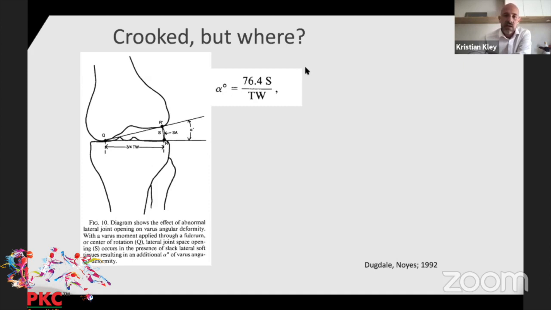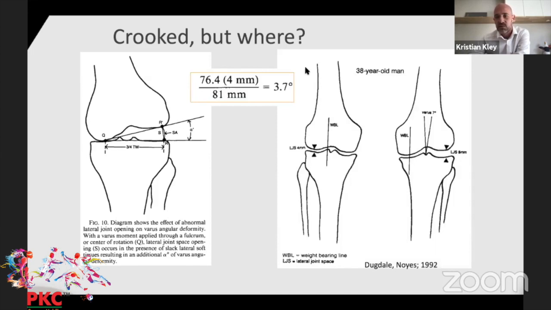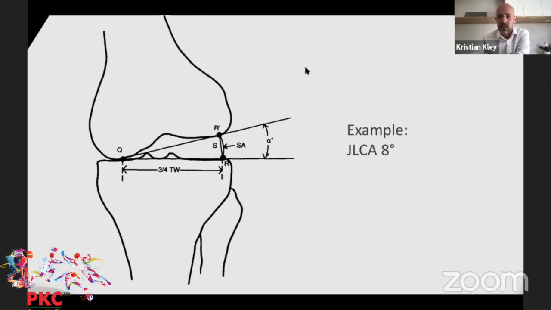So there is maths to do that, very, very difficult equations. And Dugdale and Noyes made a brilliant work in order to describe that and how to transfer a varus to a slight valgus, as you can see here. And how to come to this equation? Well, one could explain that, but it's quite tricky. It's the radians of 180. So you have the tibial plateau width.